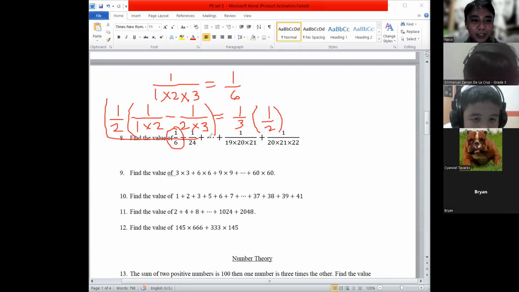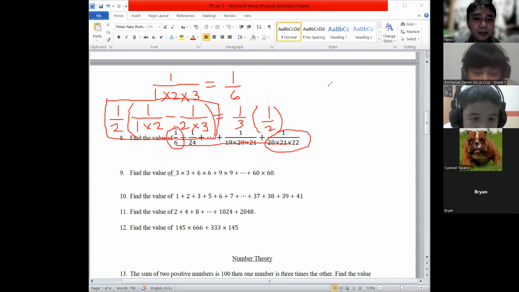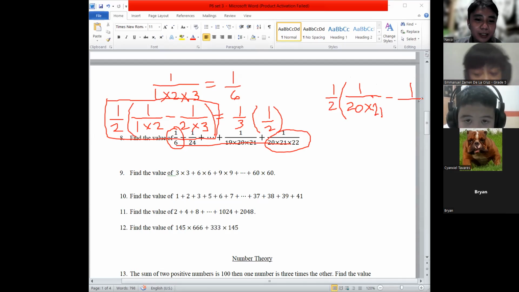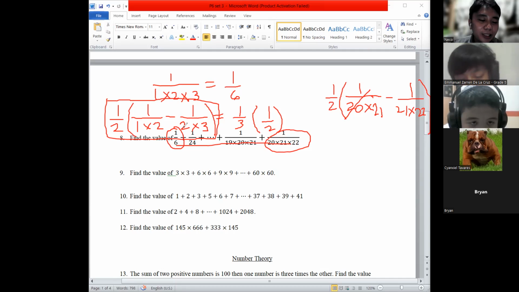Okay, so focus here. Everything here will look like this, right, until here. So what would this look like over here? It would look like 1/2. Of course, you still have the 1/2, times 1 over 20 times 21 minus 1 over 21 times 22. And you already know the drill, right? Everything will cancel except this and this.